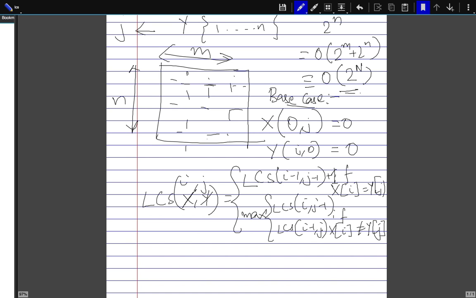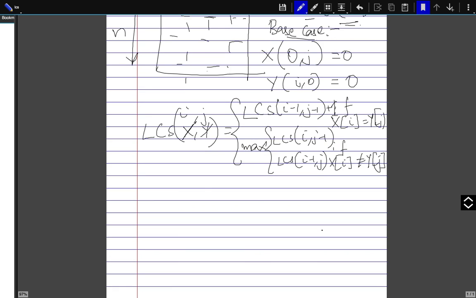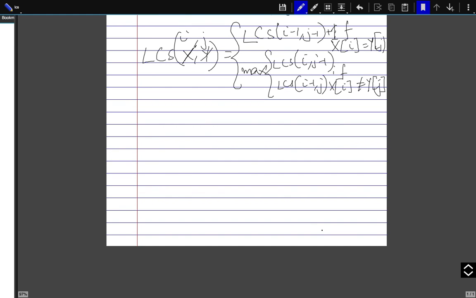Now that's the recursive equation. And why do we need dynamic programming here? I mean, we got the recursive equation, might as well just call it and we're done. But why does everybody go for dynamic programming here?